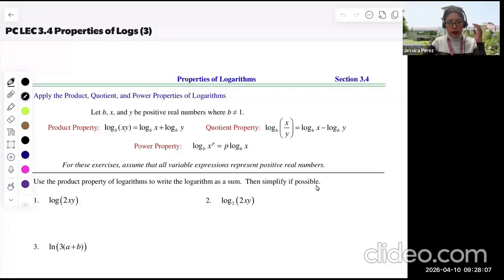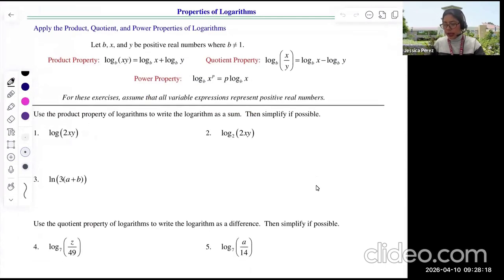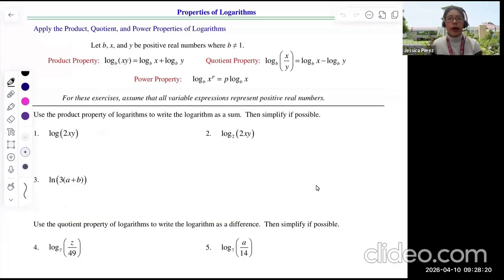Everyone, welcome to section 3.4. In this section, we are going to be working with properties of logarithms. So we are going to be applying the product, quotient, and power properties of logarithms in this section. So let's begin by discussing the product property.